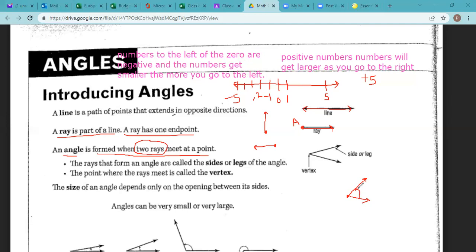Now, I'm also going to be showing you that you could have a much larger angle than this, and the arrow could be on the outside of those two rays. Okay, so we'll get to talk about that also. But for now, it says here that the rays that form an angle are called the sides or the legs of an angle. And what that means is this right here. These are called the sides.